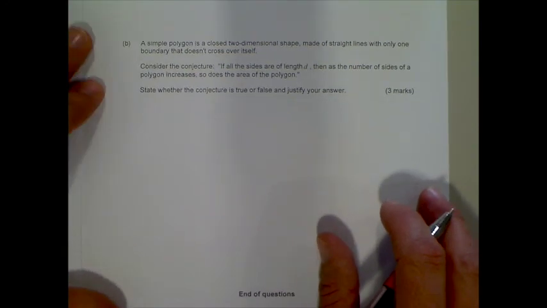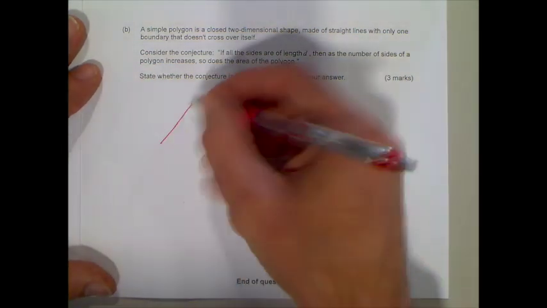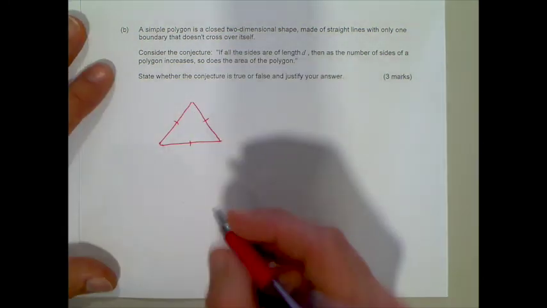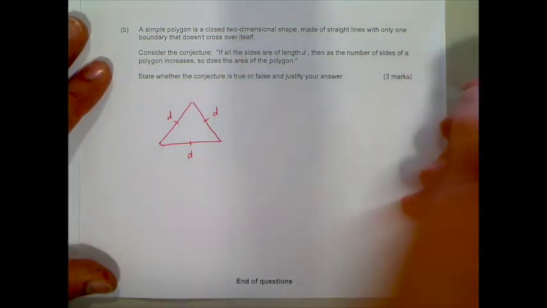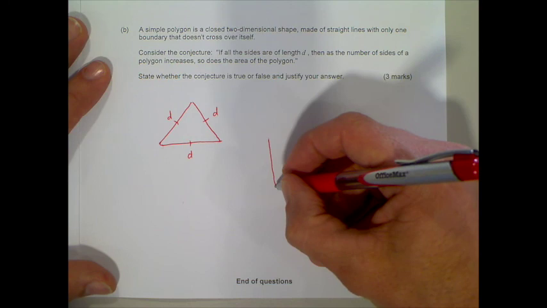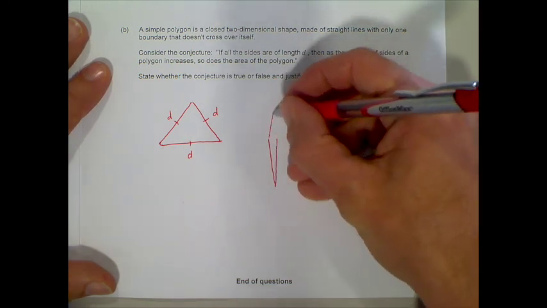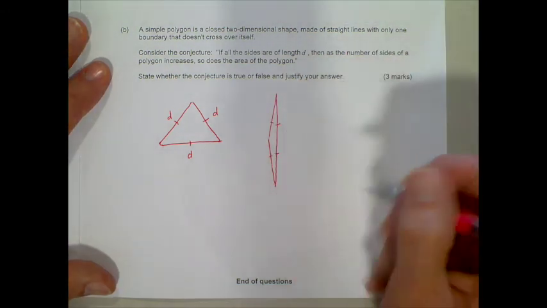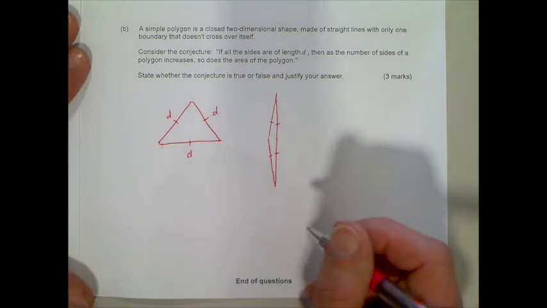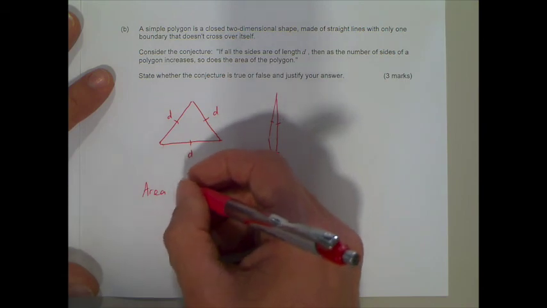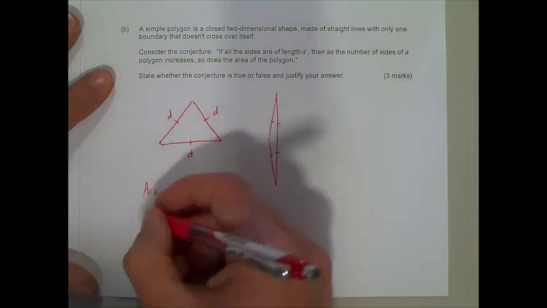Okay, we've got a polygon, two-dimensional shape, made of straight lines with only one boundary. Okay, so let's start with a triangle. It just wants us to state whether the conjecture is true or false and justify our answer. So the area of this has got to be bigger than an area of a shape that has more sides. Alright, so I'm going to draw a kite here that's very, very thin, but has 4 sides also. And without even having to calculate the area, we can clearly see that the area of this kite here will be smaller than the area of this triangle. And therefore, the conjecture is actually false.